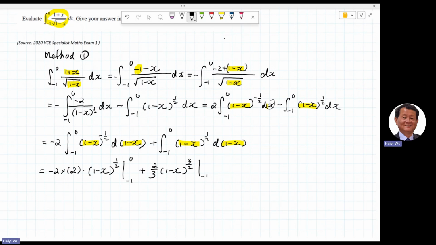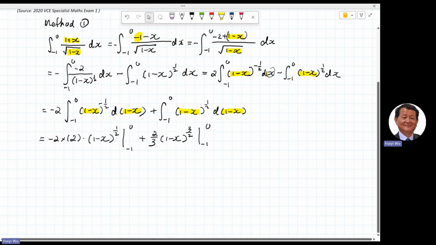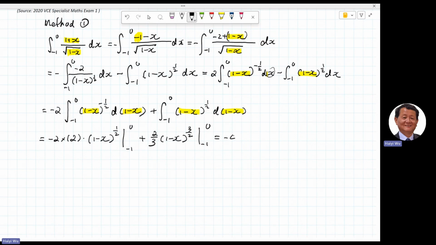And from -1 to 0, so let's plug in. So individually, the first one has -4. So let's plug in first 0 into the bracket, so it will be 1 to the power of a half minus negative, so it will be 2 to the power of half. So that's the first integral.